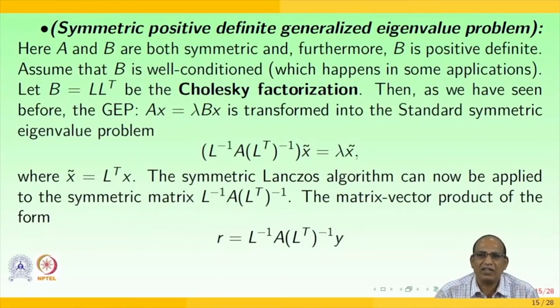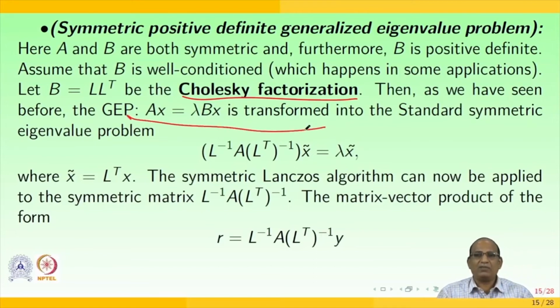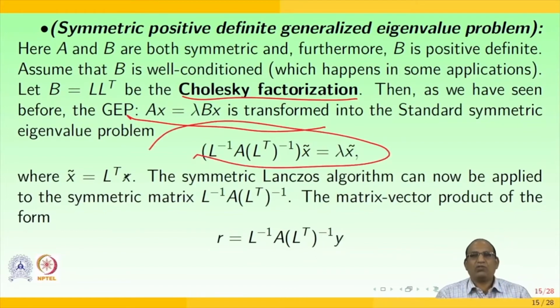Symmetric positive definite generalized eigenvalue problem. Here A and B are both symmetric and furthermore B is positive definite. Assume that B is well conditioned, which happens in some applications. Write B equal to L L transpose with the Cholesky factorization. Then, as we have seen before, Ax equal to lambda Bx is transformed into the standard symmetric eigenvalue problem, that is L inverse A (L transpose) inverse x cap equal to lambda x cap, where x cap is L transpose x.